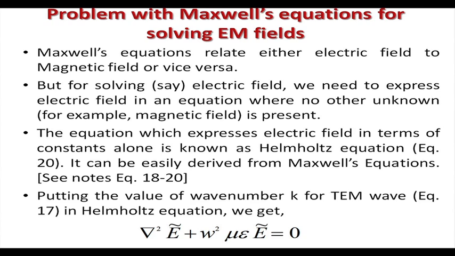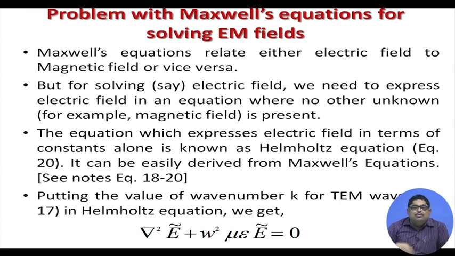As I said, Maxwell's equations relate either electric field to magnetic field or vice versa, but for solving we need to express the electric field in an equation where no other unknown, for example the magnetic field, is present. Then only I can solve, because in an equation we can solve when one unknown is there and all others are known. But if electric and magnetic field both are there, both are unknown, so I cannot solve.